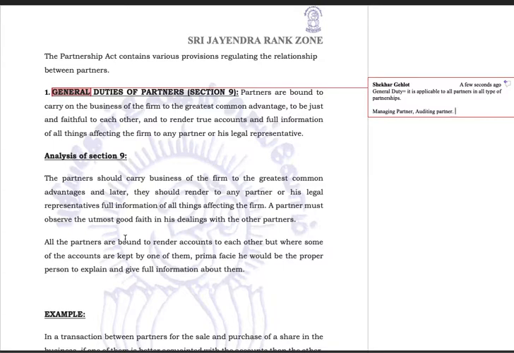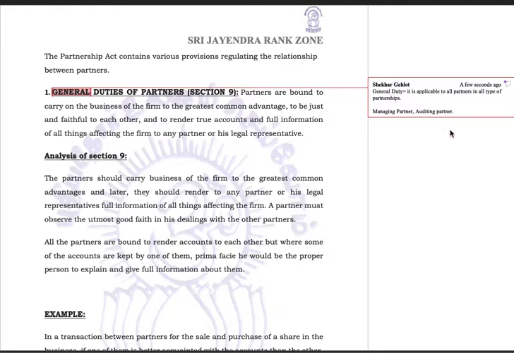If he is playing the role of managing partner, then definitely he is going to have more powers. When he has more powers, he'll have more duties as well. Similarly, when someone is an auditing partner, by the name itself, he is going to do a lot of accounting of the firm. But these are general duties which are applicable upon all partners.